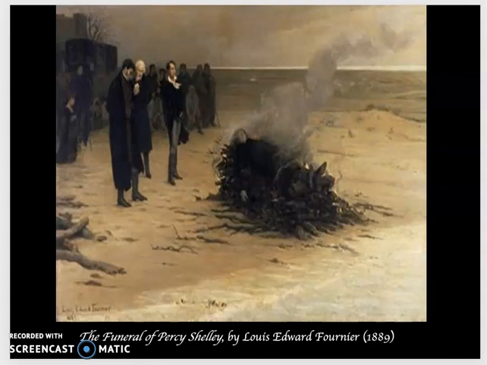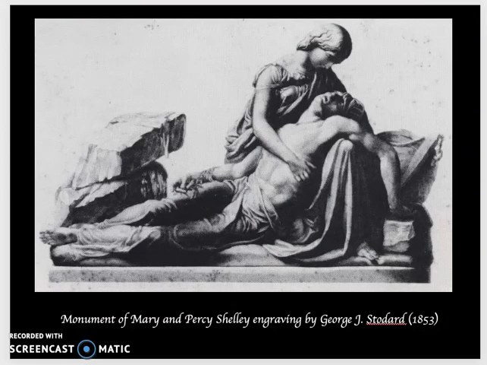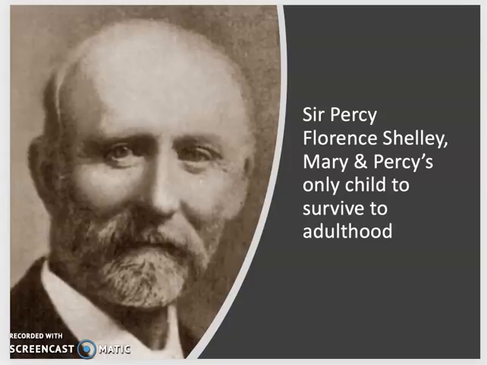Percy Shelley dies off the coast of Italy. He loved to sail but couldn't swim. That's not unusual, though, in the history of people. Lots of people did not know how to swim, including a lot of sailors. Here's an engraving depicting their loss. This is a picture of Sir Percy Florence Shelley. This is Mary and Percy's only child that survived adulthood. He would have no children. So there are no direct descendants today of Mary and Percy Shelley.